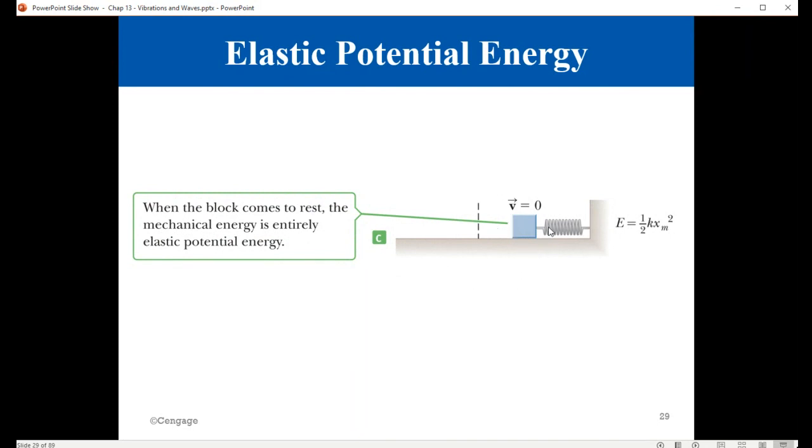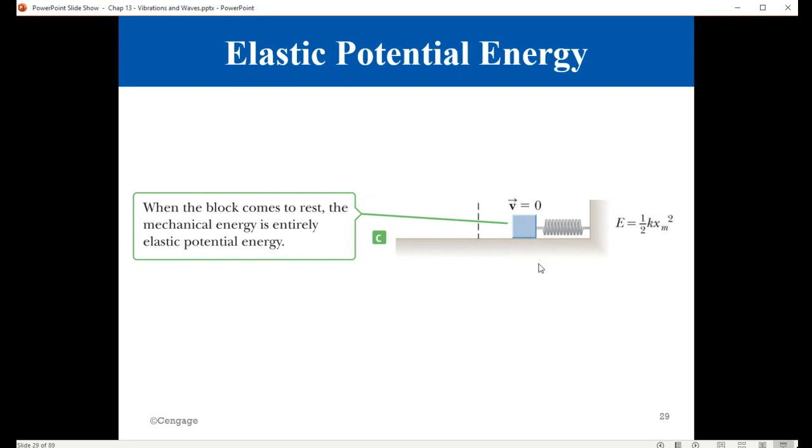This is another situation of interest. When the spring is totally compressed, there is maximum displacement from the unstrained position. The velocity here is zero. So there is no kinetic energy, which means now all of the energy is potential. All of the energy is elastic potential energy.